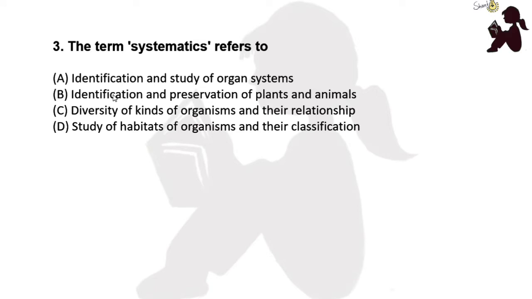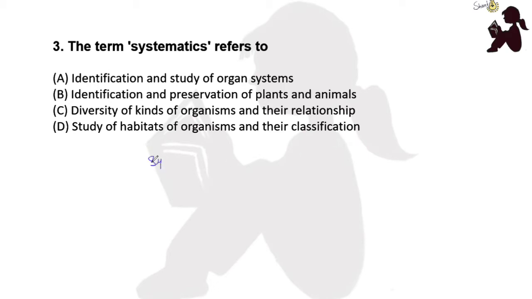Here the next question says that the term systematics refers to option A, identification and study of organ systems; option B, identification and preservation of plants and animals; option C, diversity of kinds of organisms and their relationship; and option D, study of habitats of organisms and their classification.